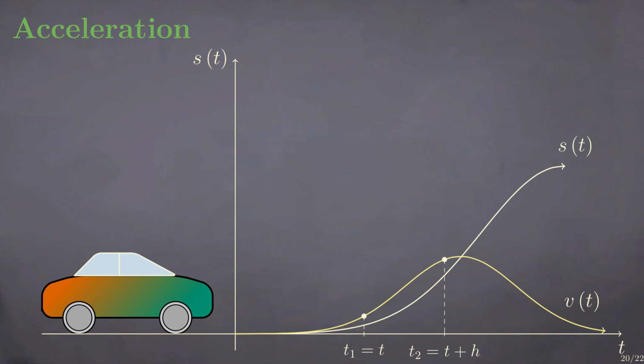And now we can talk about the rate of change of the speed, which gives us the definition of acceleration. So the rate of change of the speed is the derivative of the speed function v(t), and we denote that derivative by a(t), and we call that the acceleration. So what does acceleration actually mean? It tells us the rate at which the speed of the car is changing.